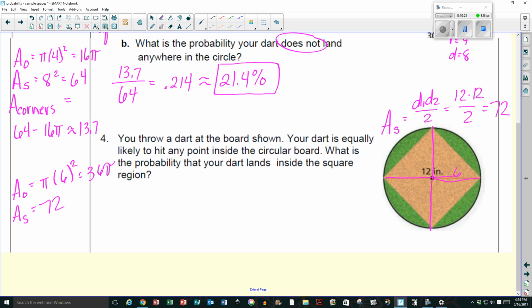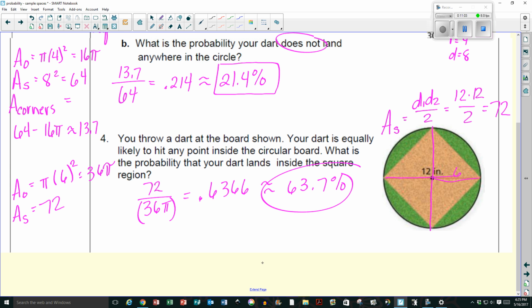So the question says, what is the probability that your dart will land in the square? Well, the probability of landing in the square is 72, but the probability that I land anywhere is 36 pi. So make sure you put parentheses around that if you type that in the calculator, or else the calculator will divide by 36, then turn around and multiply by pi. So you get 72 divided by parentheses 36 pi parentheses, and you get 0.6366. So that is about 63.7%. So you got about a 63.7% chance of landing in the square.